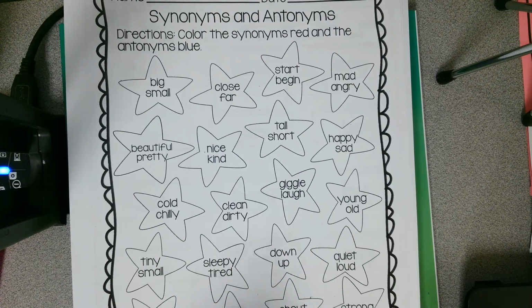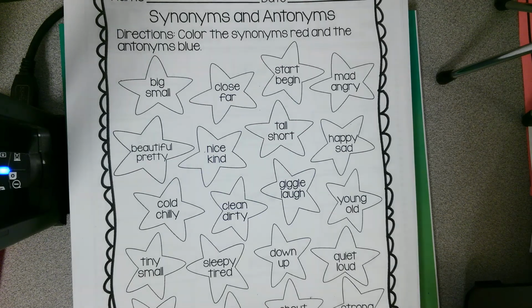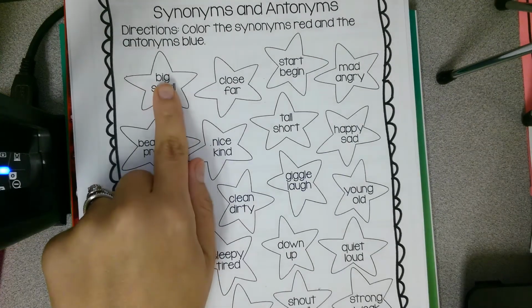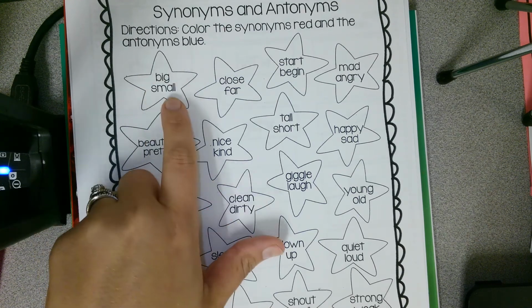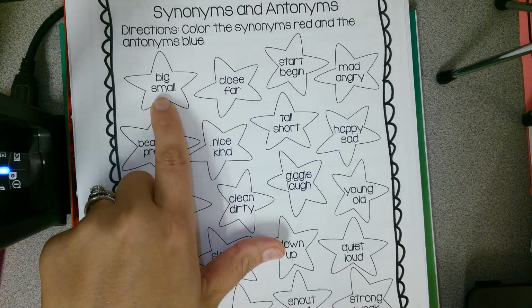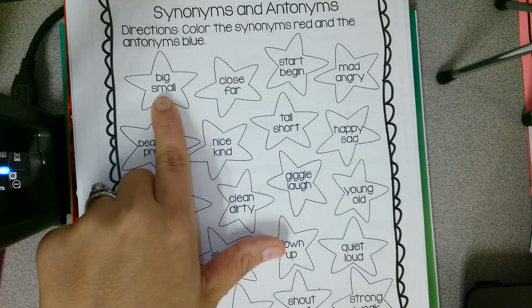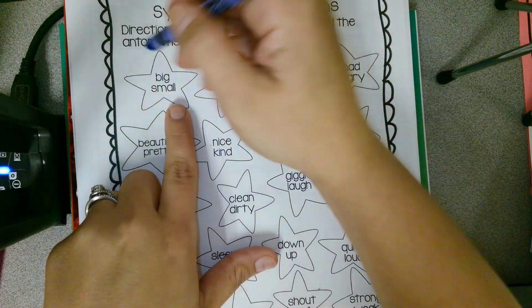Next, we have synonyms and antonyms. So we're going to be looking at both. Remember, synonyms are words that mean the same thing, and antonyms are opposites. If it is a synonym, we're going to color the star red. And if it's an antonym, then we're going to color it blue. So let's do a couple of them. Let's look at this one. Big, small. Big and small. Those do not mean the same thing. Those are opposites. So since it's an antonym, I'm going to color this star blue.